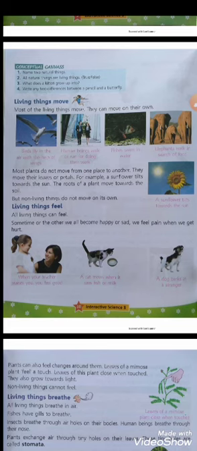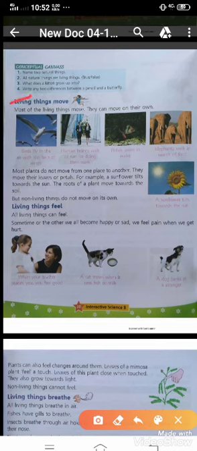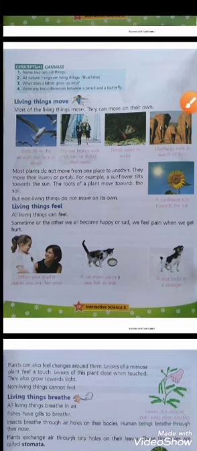Third point is living things move. All living things move on their own. Some plants move their leaves or petals. For example, sunflowers tilt towards the sun, but non-living things do not move on their own.